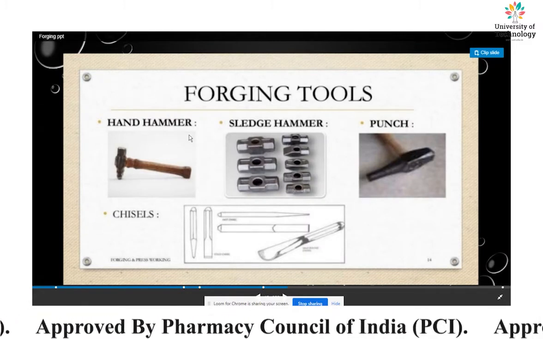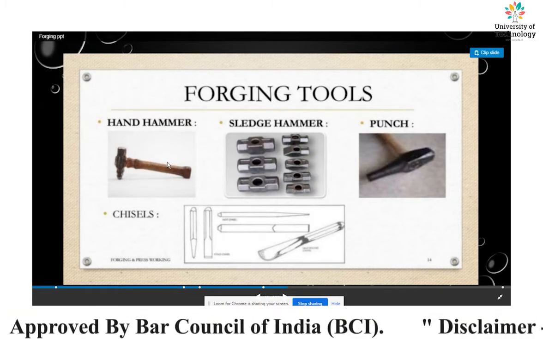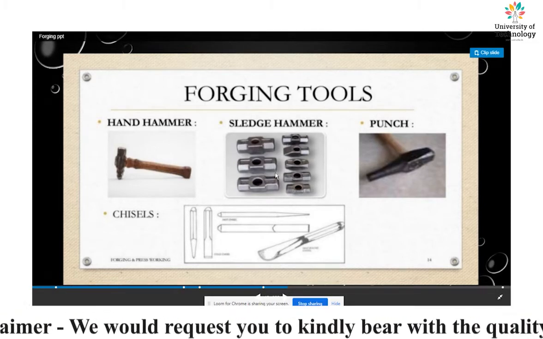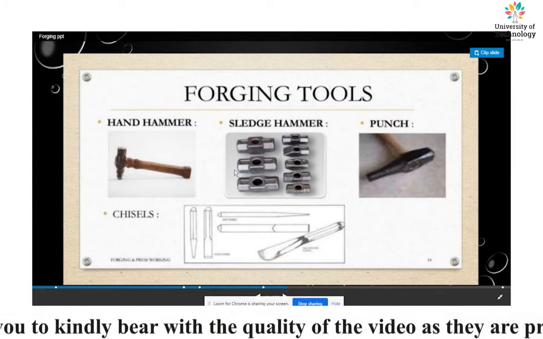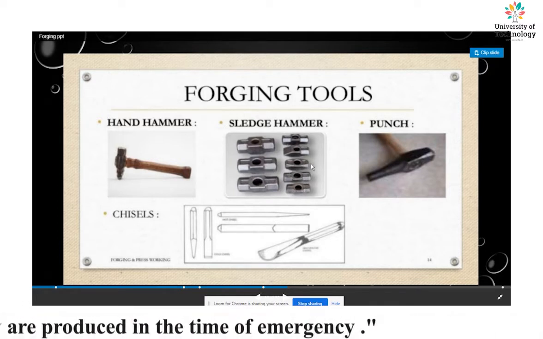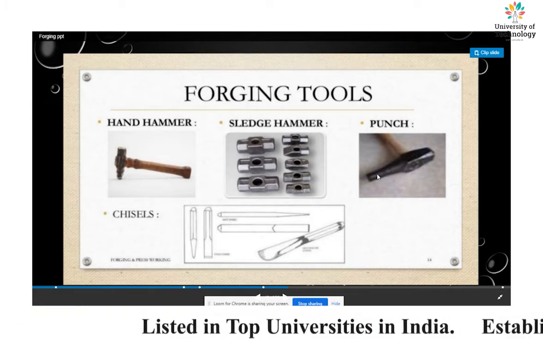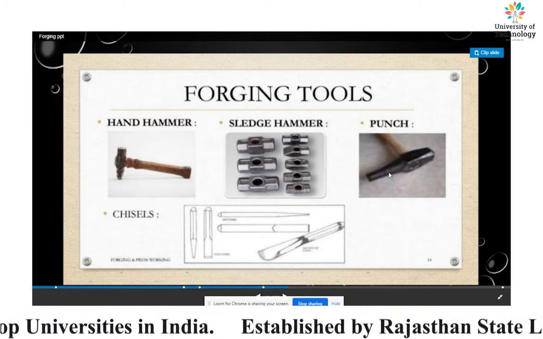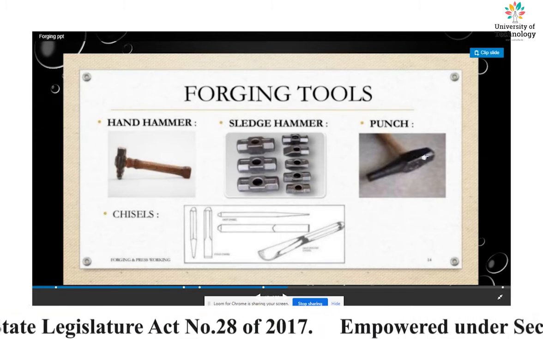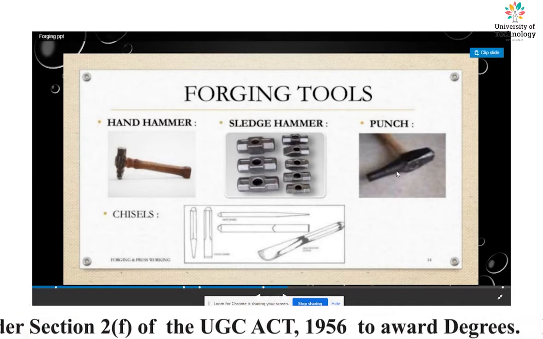Hand hammers, we can see in this slide, the figure is a hand hammer that is commonly used in our daily life. And sledge hammers have different sizes. Both ends are flat like this figure, and these are known as sledge hammers. The punch hammers are like this figure, and one end is sharp, and the other end is round or a triangular shape like this.